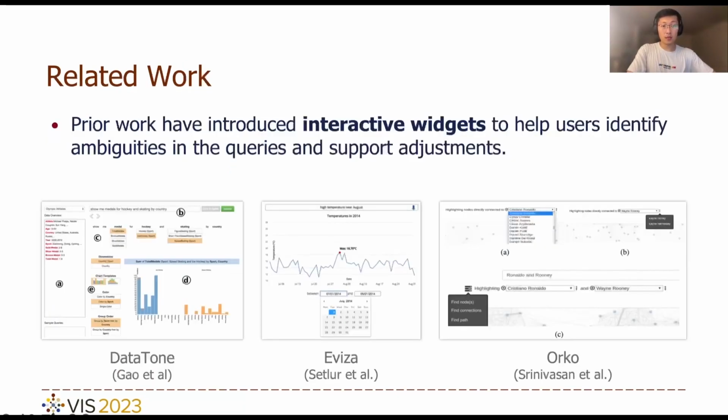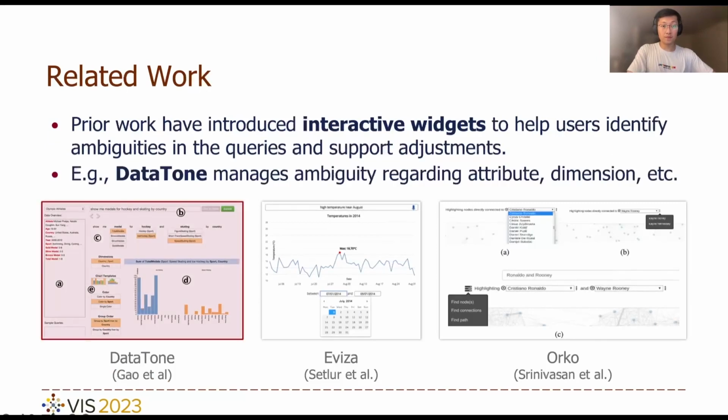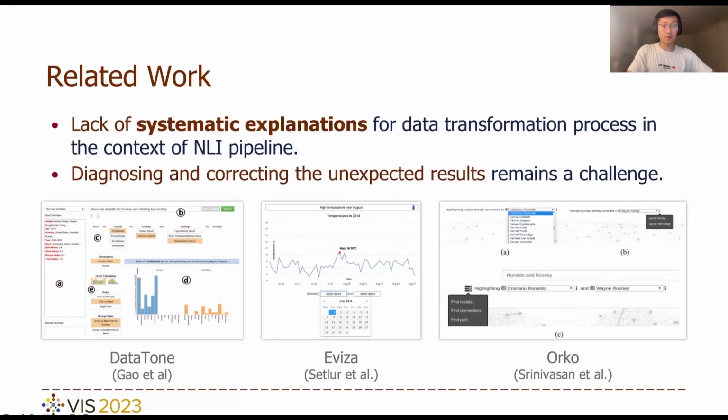Prior work has introduced interactive widgets to help users identify ambiguities in the queries and support adjustments. For example, DataTone manages attribute ambiguities and supports interactive adjustments. Nevertheless, they lack systematic explanation to review the data transformation process in the context of NLI pipeline. As a result, diagnosing and correcting the unexpected results caused by system failures in the NLI pipeline or in practical data queries remains a challenge.